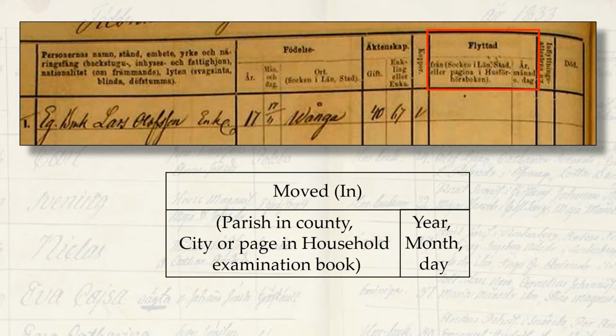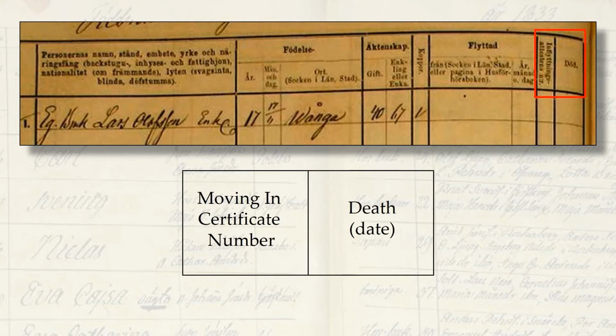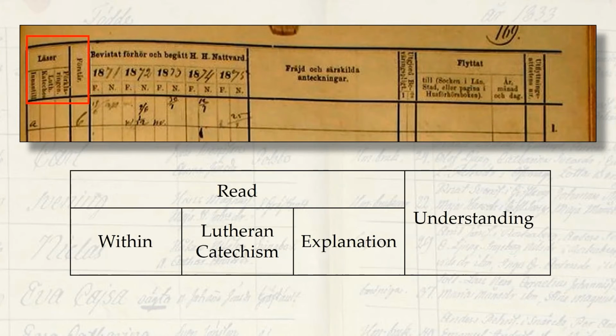The next example is the moved in. So what they did was they would write down the parish in the county that they moved from, and they would give the page number in the household examination book, if it was in this parish. If it was from a different parish, they would just write down the parish name, but they would include the year, the month, and most likely the day. They would also give the moving in certificate number, and if they died, they would give the death date. This is for if they were read or not. I'm not really sure exactly what these all mean, so we'll move on.